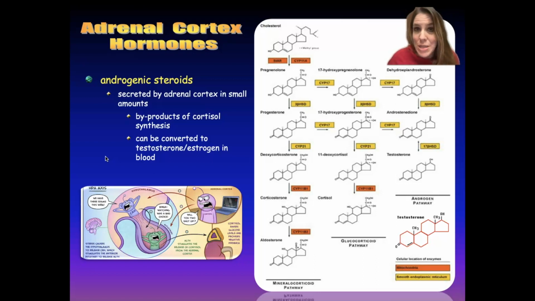So it's kind of interesting. Both females and males produce both testosterone and estrogen from the adrenal cortices. It's just that females don't have as many receptors for testosterone and males don't have as many receptors for estrogen. And of course, the total amounts are different because of the gonads. But it's just kind of interesting that both males and females produce androgenic steroids.